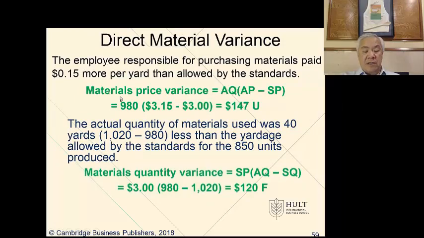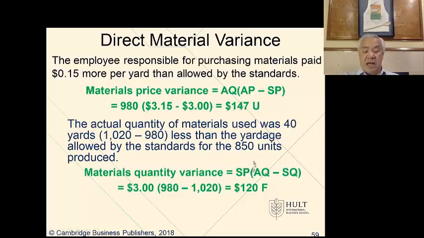Here is just another way to look at it. The price variance is the actual quantity, so we lock that down and we subtract the pricing, actual versus standard. We used 980, and we paid 15 cents more per yard, so the unfavorable is $147.